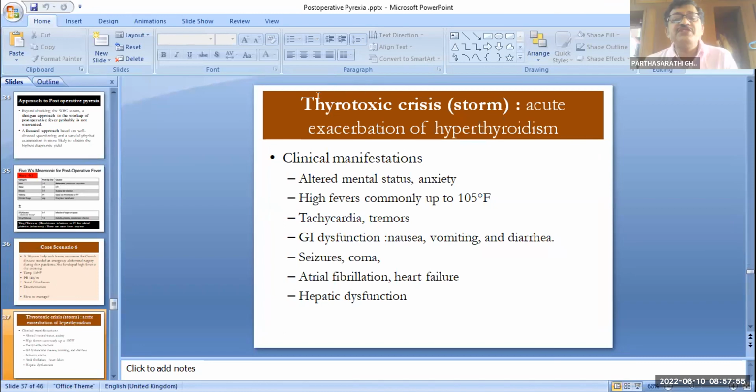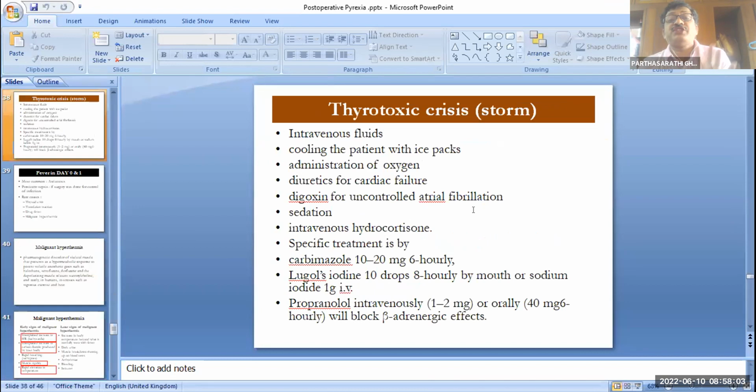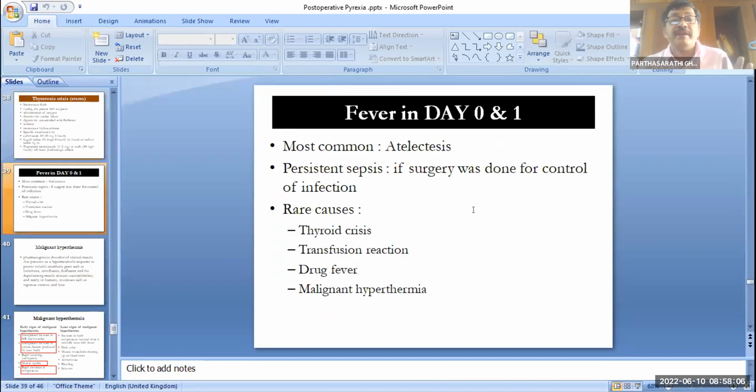So this patient might have a thyrotoxic crisis, as well as, as I have mentioned, may have malignant hyperthermia. What I want to mean is that you have to keep your eyes open. If you have a fever on day 0 or day 1, the most common cause is, of course, atelectasis, that we all know, but never forget that it may be persistent sepsis if the surgery has been done to control any infection, any rare cause like thyroid crisis, any transfusion reaction, drug fever and malignant hyperthermia. So whenever you are dealing with a fever in these days, you have to look for these things.